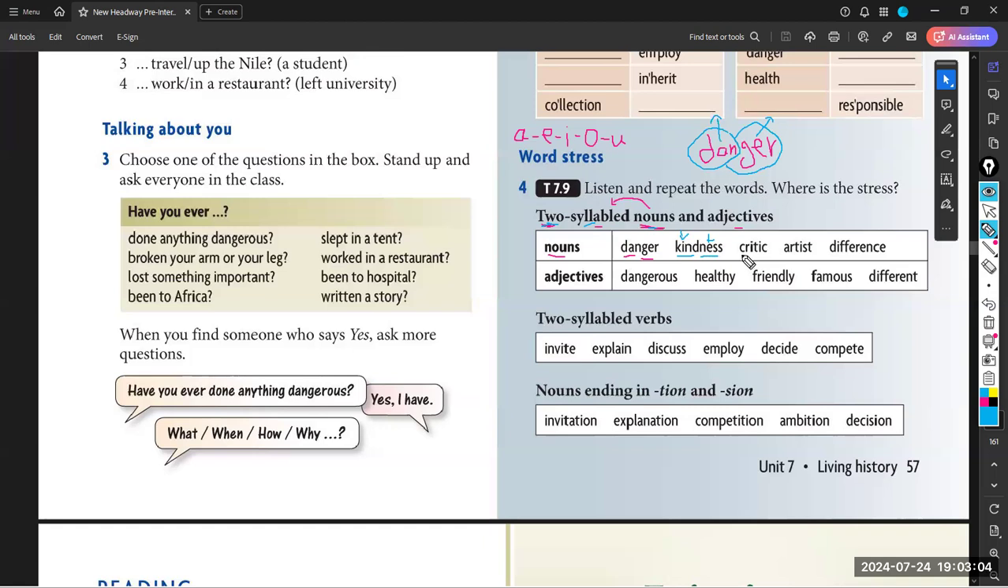It's the same with critic. We have cri-tic. So notice cri with I, this is the first syllable because I is a vowel letter, and tic is the second syllable because I, again, is a vowel letter. So this is called a two-syllable noun. Now, artist. Notice that R, this is it. We have A, which is a vowel letter, and tist is the second syllable because I is a vowel letter. It is impossible for a syllable to be a syllable if we only have one letter. You should have two letters or more. Okay?